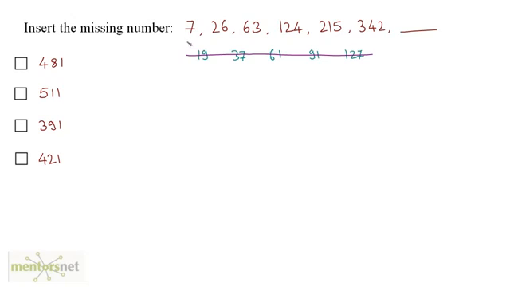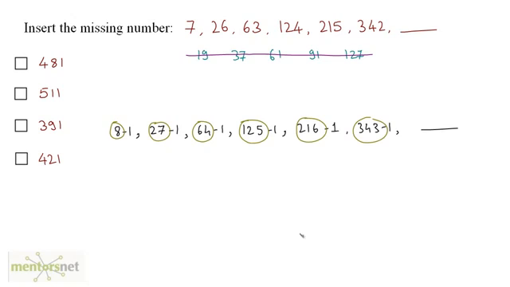Well, if you observe carefully, 7 can be written as 8 minus 1, right? So let's write it as 8 minus 1. Then 26 can be written as 27 minus 1, isn't it? 63 can be written as 64 minus 1, and so is the case with the others. Alright, now these numbers, those which I have encircled, are basically cubes, right? 8 is 2 cube, 27 is 3 cube, 64 is 4 cube, 125 is 5 cube, 216 is 6 cube, and 343 is 7 cube, isn't it?